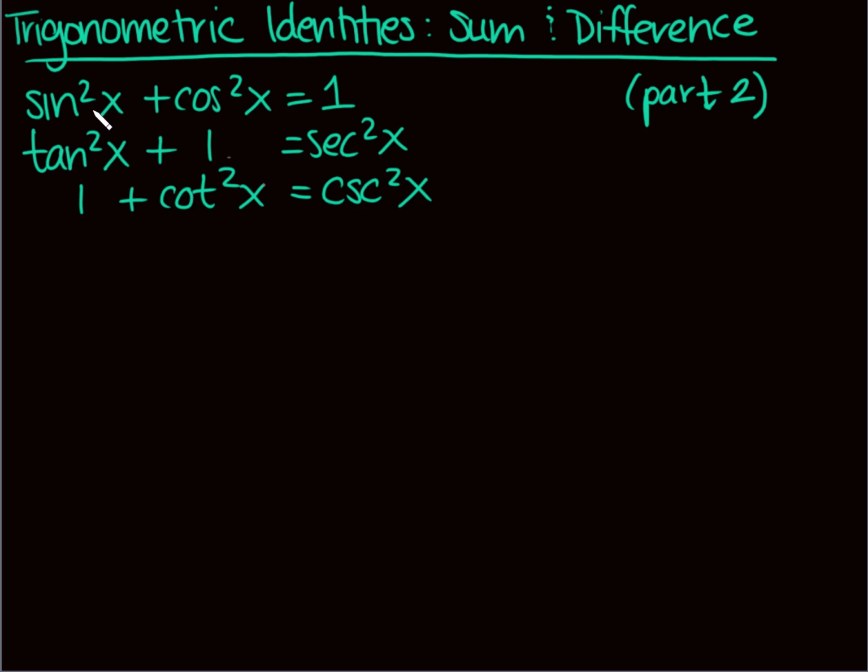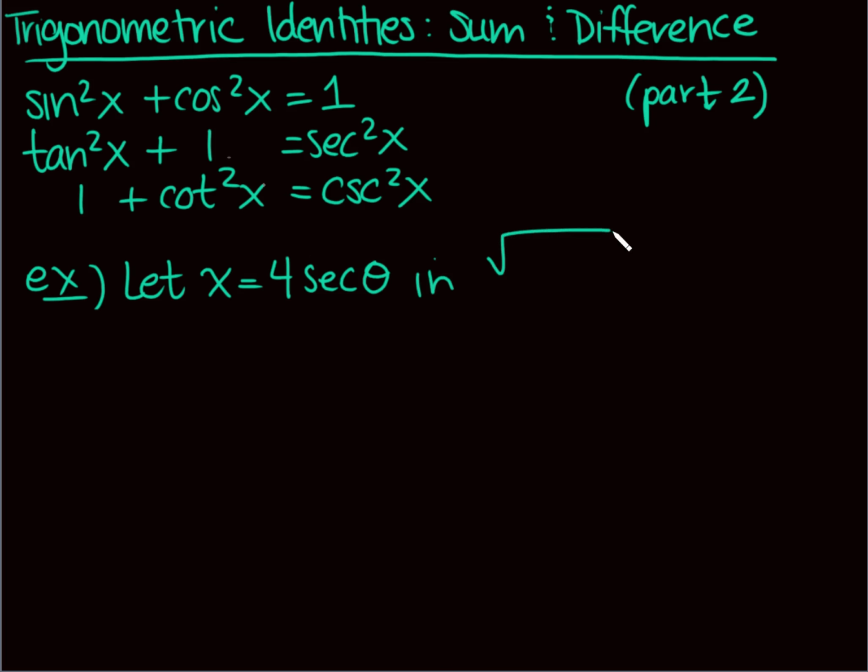I just wanted to do one more example that I didn't quite get to. I put some of these on your homework, and it's about this idea of a substitution into an expression. So I'm just going to do a quick example. Let x equal 4 secant of theta in this expression: x squared minus 16 all over the square root of x squared minus 16.